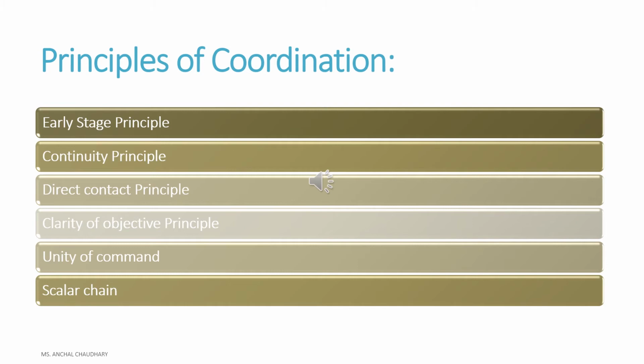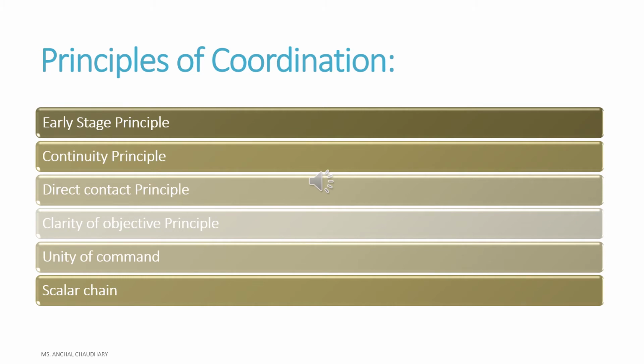Second is the continuity principle. As we have discussed earlier, it requires continuity. Thus, it means that the process should not be only a one-time process. So, the process of coordination should begin at the very early stage and continue until the organization exists.